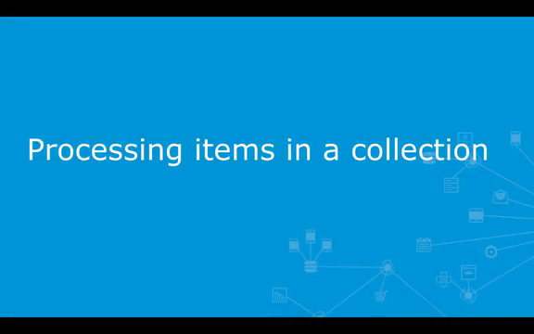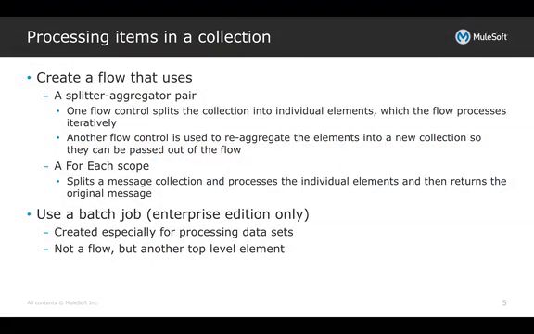Processing items in a collection. There are multiple ways you can process items in a collection. One is using a splitter aggregator pair, where one flow controls and splits the collection into individual elements, and then that flow or a different flow can process them iteratively. And then another flow can be used to re-aggregate the elements back together if desired.